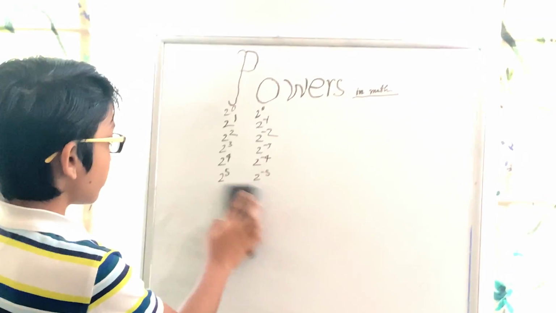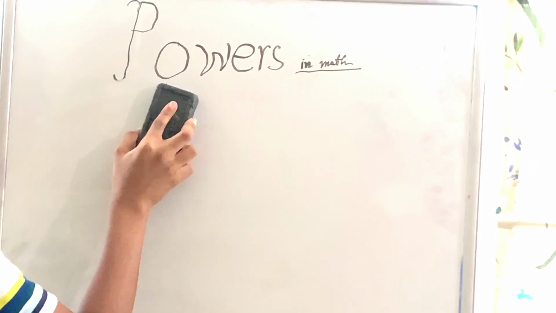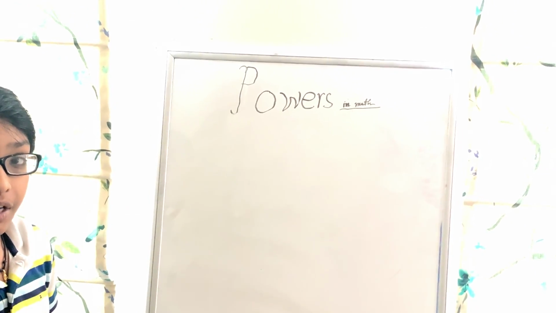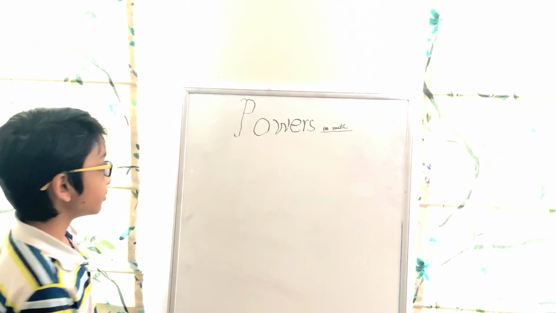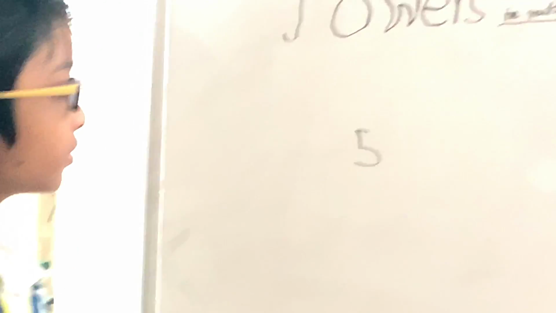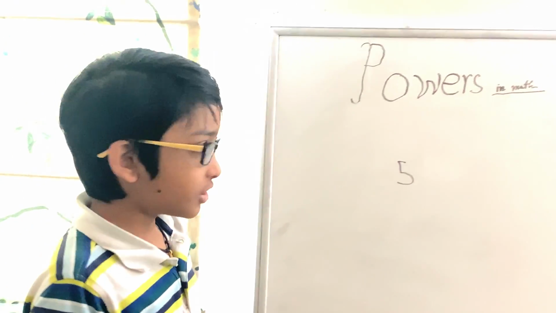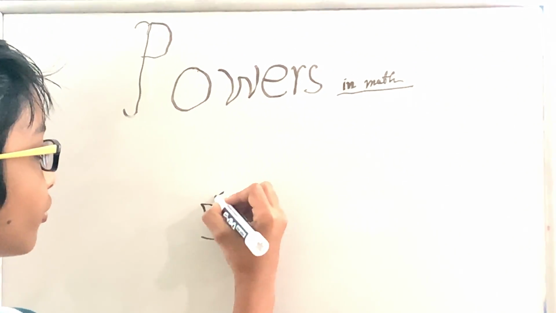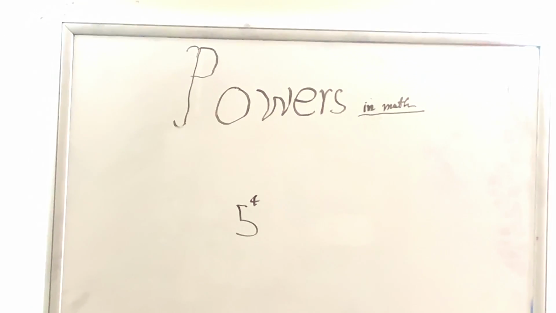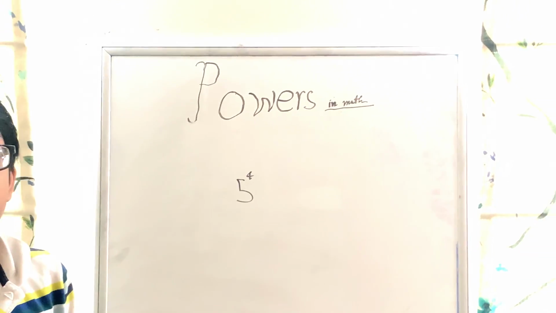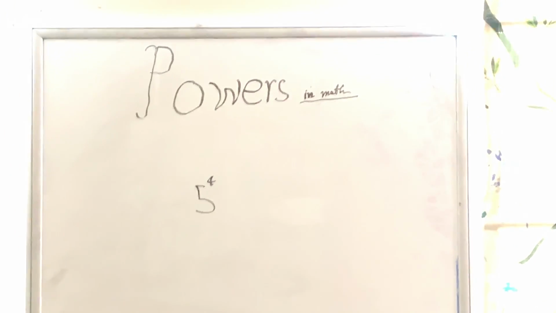A power has a base and an exponent. The base is the number you're repeatedly multiplying. The base goes at the bottom, and it's a big whole number. And the exponent is the number of how many times you're multiplying. Let's say 5 power 4. I just say that for short, but the proper way of saying it is 5 to the 4th power.